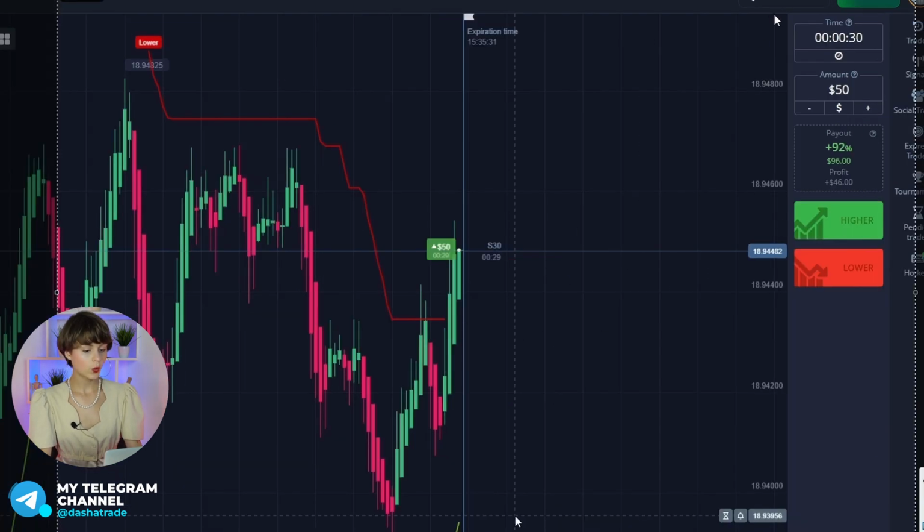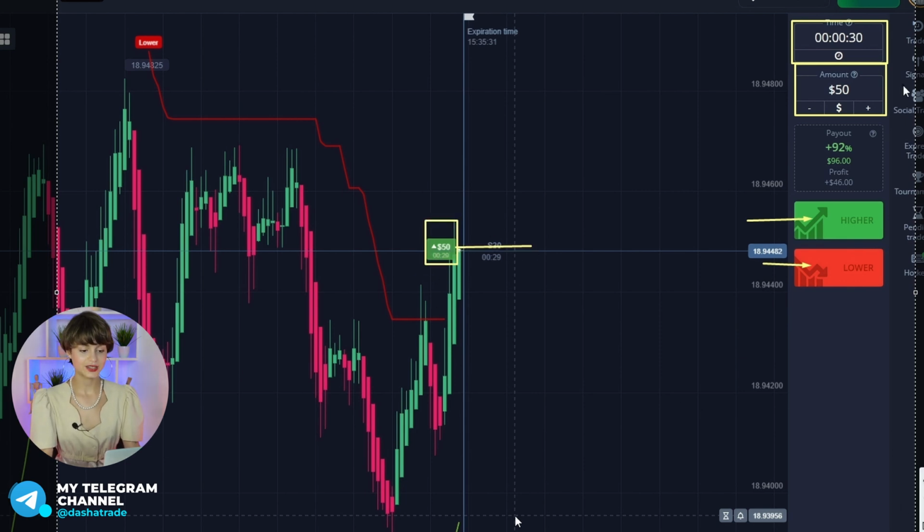To do that, we need the time of the deal set in advance and the sum of the deal as well. And to open it, we click the higher or lower button. Here's our entry point. You can see it. And after 30 seconds, the price gets higher than this entry point. Then we get our profit, which is equal to 92%, pretty much.